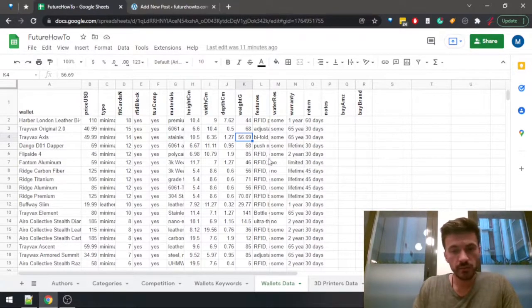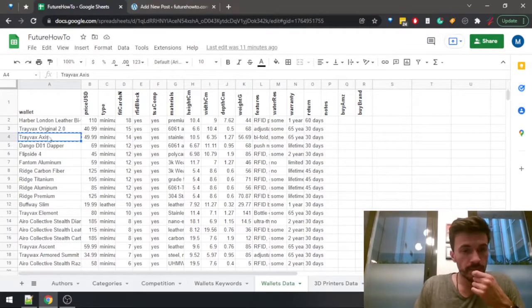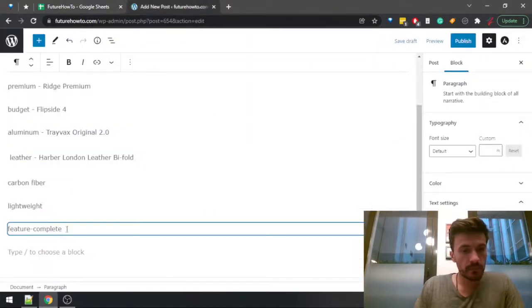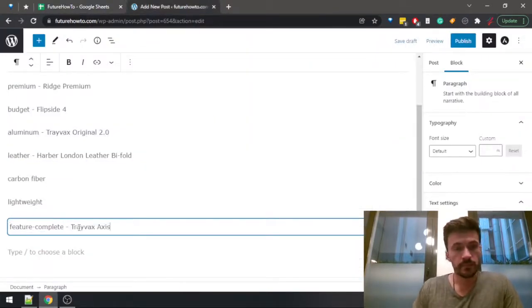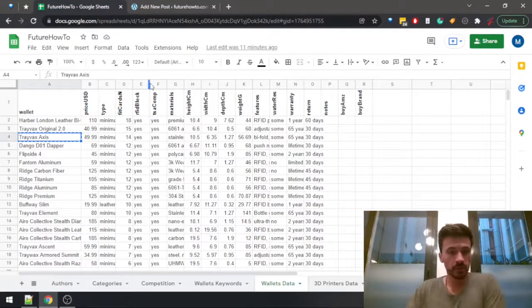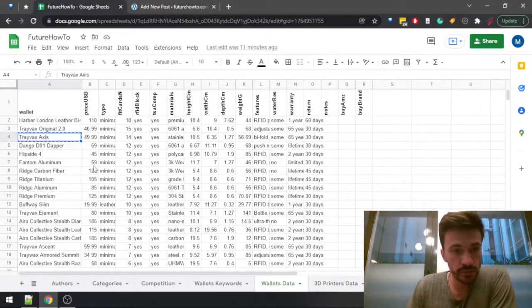Kind of light and weight, maybe. Key holder, coin pocket. Okay, multiple attachment points, bifold. Maybe this can be like most feature complete. Although, let's see. Maybe we're gonna change this one. I'm not entirely sure about that one still.